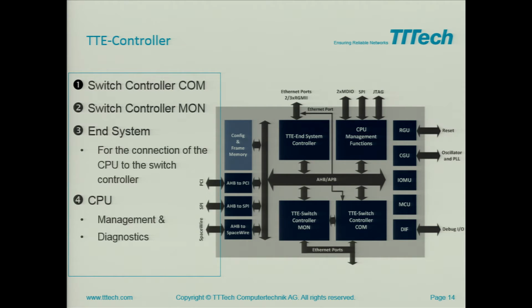The manufacturing is done on a 65 nanometer radiation hardened CMOS technology. And we have an internal shared memory, which is 1 megabyte, which can be shared between the end system, the CPU, and the switch. The CPU itself is a Leon 2 running at 125 megahertz.